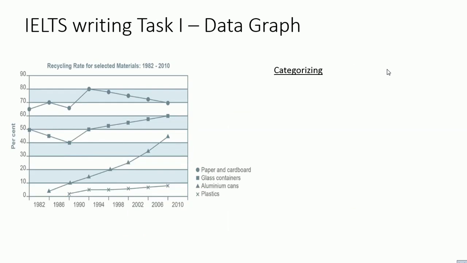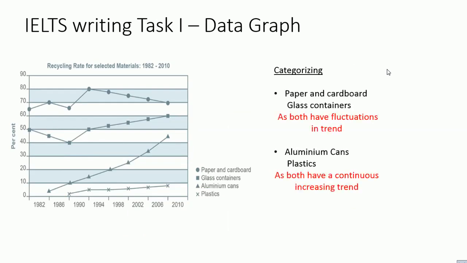Now, here we proceed with the categorizing. First is paper and cardboard and the glass containers. We have categorized them as they both have fluctuations in their trend. And the next category is of aluminum cans and plastics, as they both have continuous increasing trend. So we have categorized our 4 materials in a grouping of 2 with these reasons. So we'll dedicate paragraph 1 for our grouping 1 and paragraph 2 for our grouping 2.